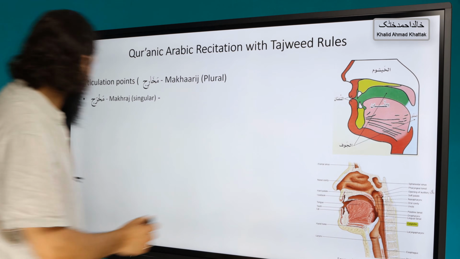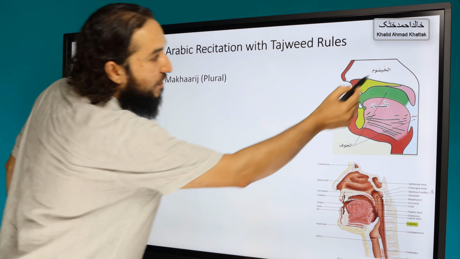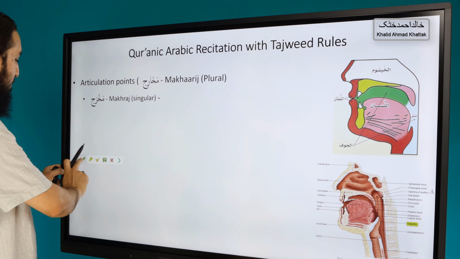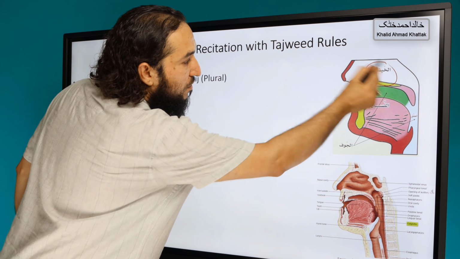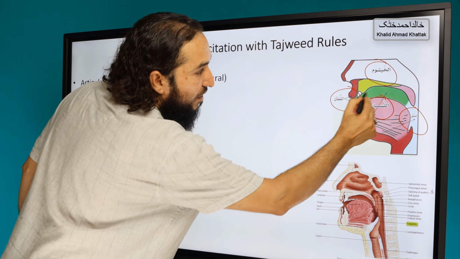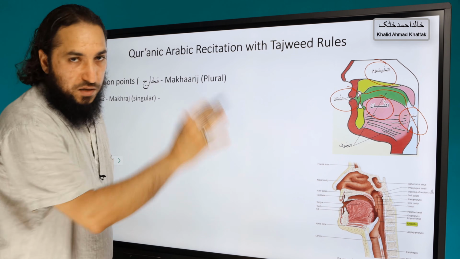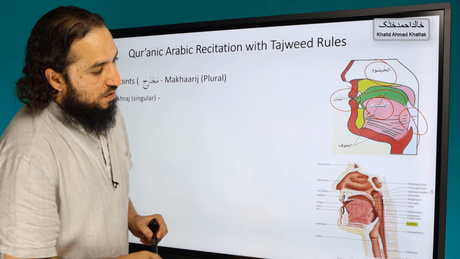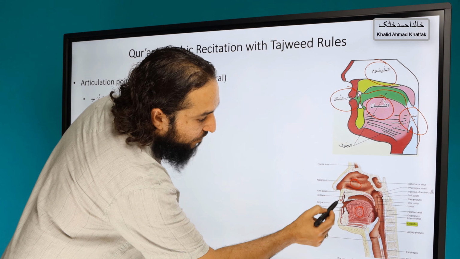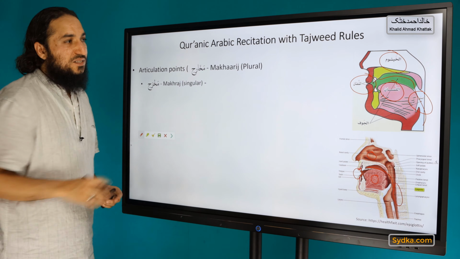If you see the first one here, that's the first one. Another one, and another one. And the empty space, that's the 5 different sections. If you see another diagram, that's a more realistic one. You see the tongue here, the nasal passage here, the lips here, the throat, and the empty space in the throat, in the mouth. So we will be discussing that one by one.